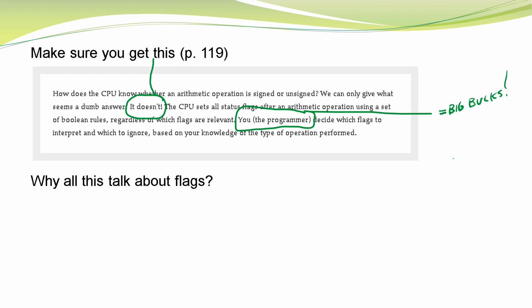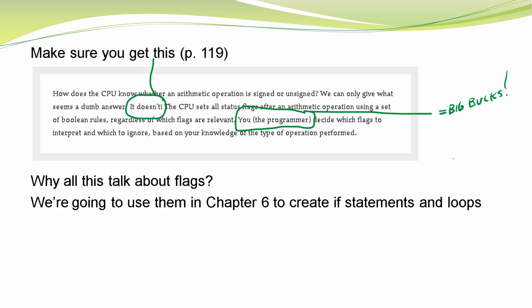So why did I go into all this junk about flags? The reason is, in Chapter 6, we're going to start writing our own if statements and loops. By the way, there is no if statement in assembly. We have to construct our own. That's actually kind of fun.